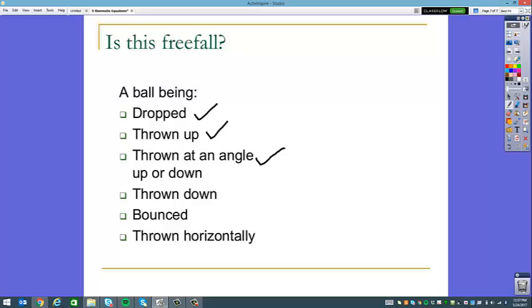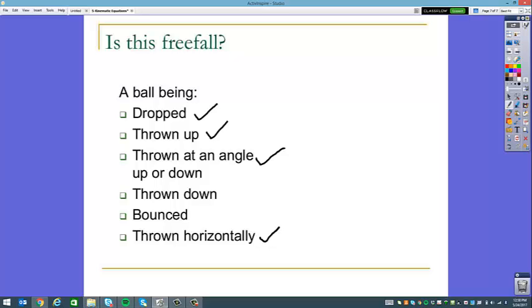Thrown down. Okay, this is another yes, technically. Thrown down is kind of a weird one to look at. We normally don't do the thrown down problems just because they add an extra piece to it. So when we're looking at free fall, we're not really going to consider too much about the thrown down. Same thing with bounced. When something's bouncing, you're having another force interacting with it, the floor. And then if it's thrown horizontally, this is also considered to be in free fall.